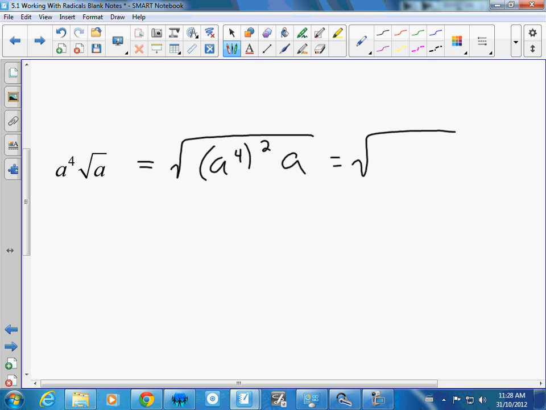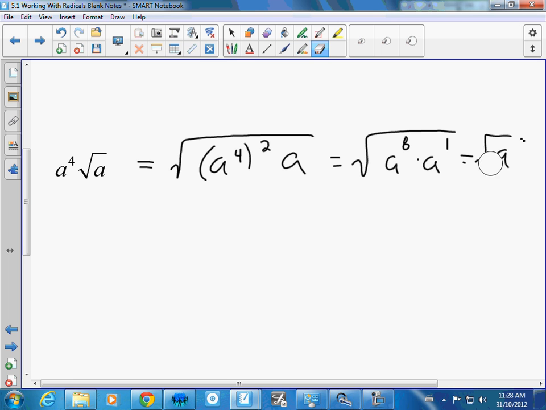Do you multiply those together when you're raising a power to a power? Power to a power rule. A to the 8 times a to the 1. Now, look here. Are they the same base? Yeah. Are we multiplying? So what do you do with the exponents? You add them. So we end up with a to the 9. Oops, sorry. No, that looks like a 9 instead of an a. Equals a to the 9. Okay.